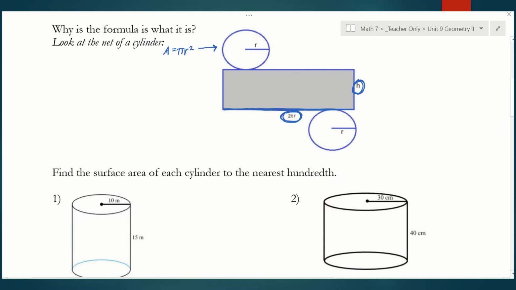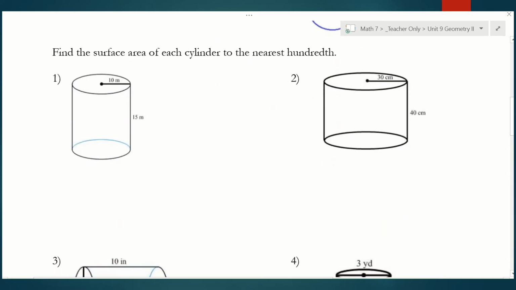Okay, so let's do some examples so you can see how this works. Number 1 says, find the surface area of each cylinder to the nearest hundredth. First thing we're going to do is write down our formula: 2 pi r squared plus 2 pi r h. A couple of things. It says to the nearest hundredth, so what that means is we are using our pi key.